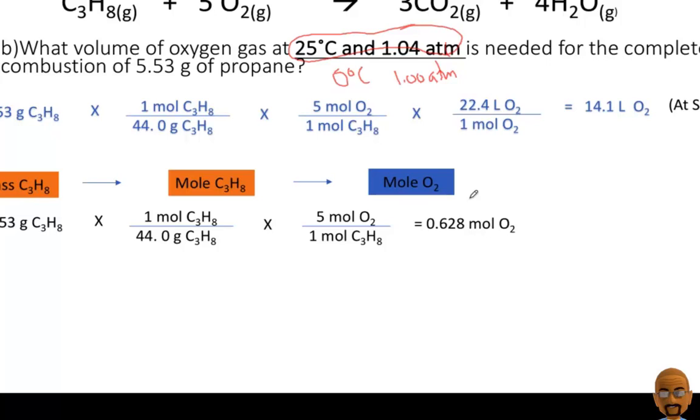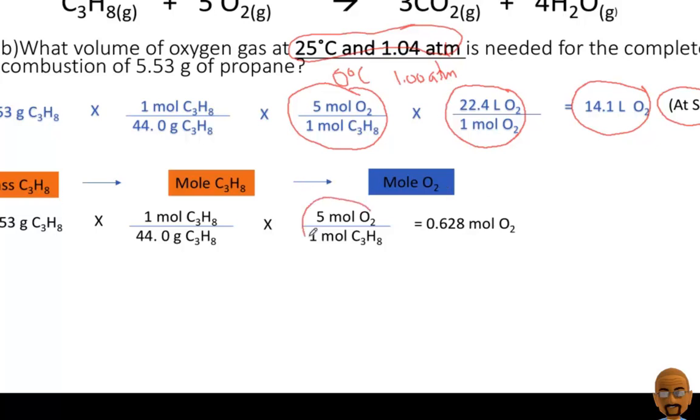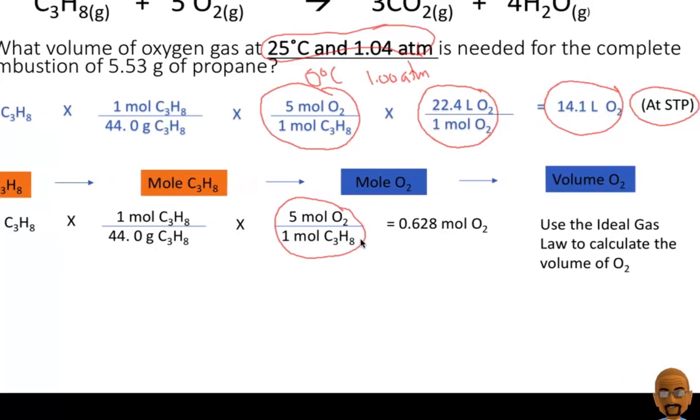So at this point, in particular, right here, if we stopped right here, we would be at moles of oxygen. You can see the way we worked it out above. To get from moles of oxygen to liters of oxygen, we used 22.4 liters per mole. And that got us to liters of oxygen. That only applies if we're at STP. Since we're not at STP, we need to use a different way to get from moles of oxygen to liters of oxygen. And for that, we need the ideal gas law.